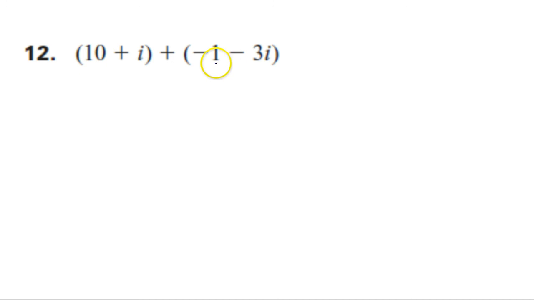Alright, here we're back to combining like terms. So 10 and negative 1 make 9. Meanwhile, positive 1i and a negative 3i make negative 2i.